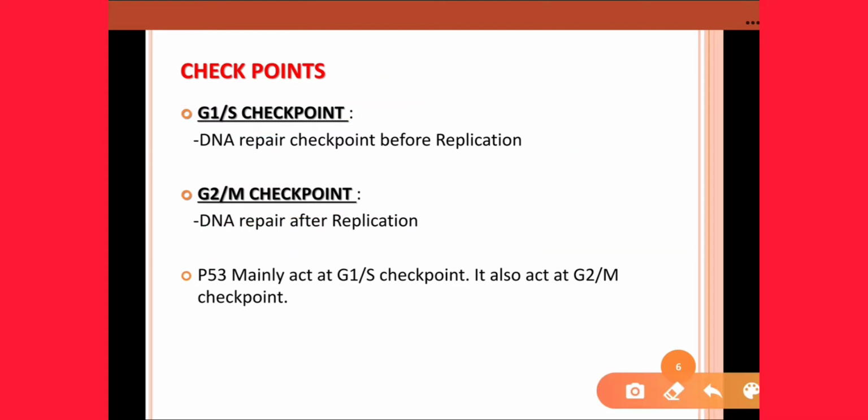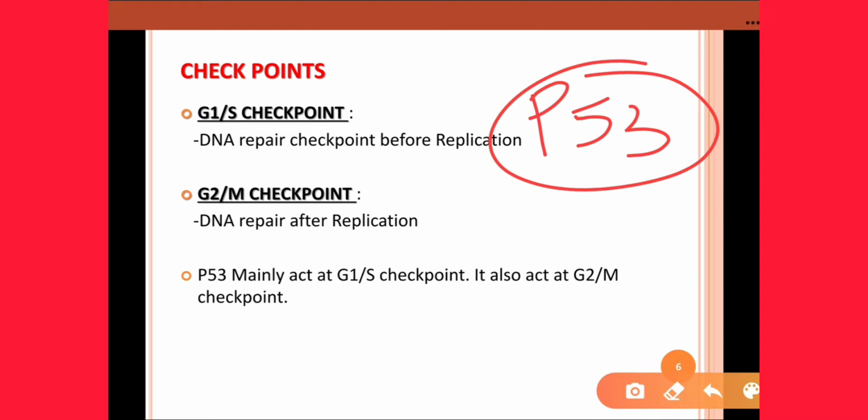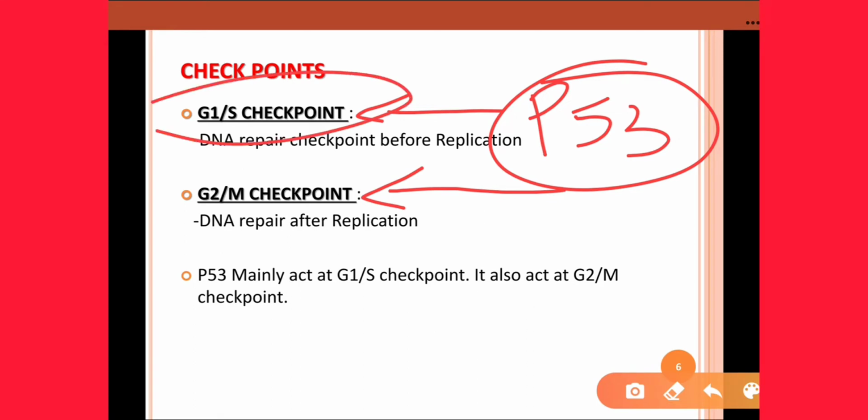And guys, you have to remember that P53 will act at both these checkpoints. It will activate both checkpoints, right? It will induce DNA repair, and if it cannot repair, then it will stop the cell cycle. So these two checkpoints are mediated by P53. Particularly it acts as the G1S checkpoint.